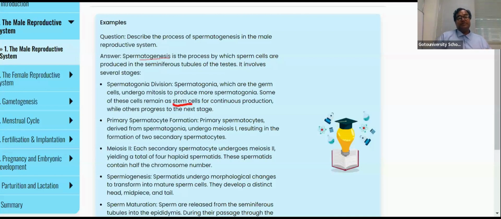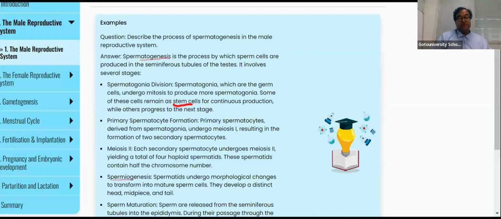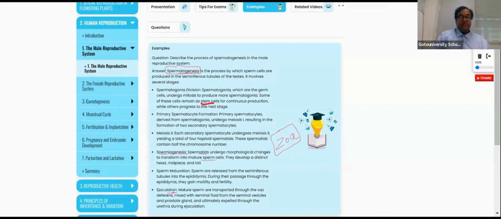And number two, many students are failing because they are not mentioning the spermiogenesis process. In this spermiogenesis process, the spermatid undergoes morphological changes and becomes mature sperm cells, also called spermatozoa. Spermatozoa is a structure formed from the spermatid by a process called spermiogenesis. Spermiogenesis is nothing but the maturation phase of spermatogenesis. So spermiogenesis is the last segment of the spermatogenesis process, right? Everything should be explained, including the ejaculation, for this question. Then only you'll get full marks, right?